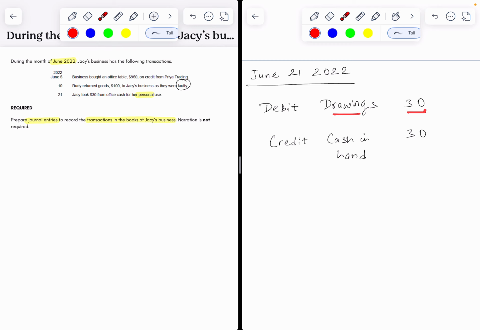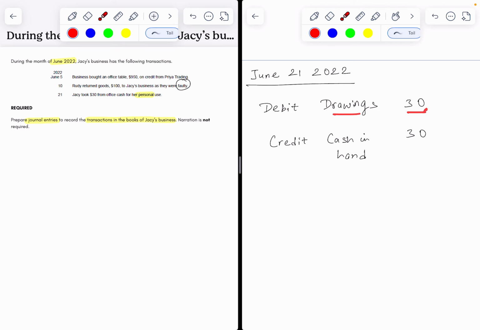So whenever there is any kind of drawings, it is basically a reduction in that capital that is invested into the business originally, right? So obviously that reduction will now be reflected in a separate account, which is what we call the drawings account, which is basically showing all the reduction in capital, all right? So debit drawings account by $30.